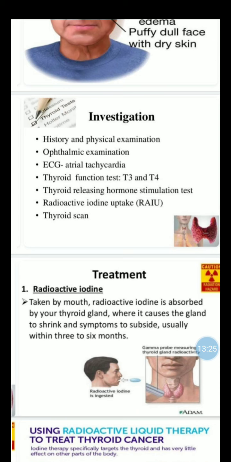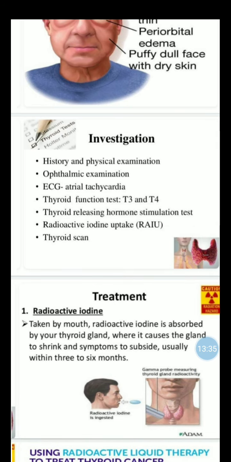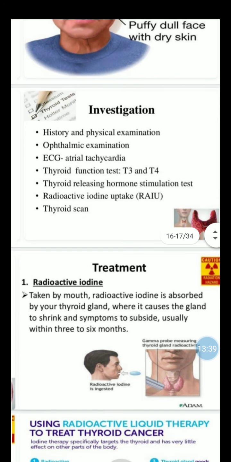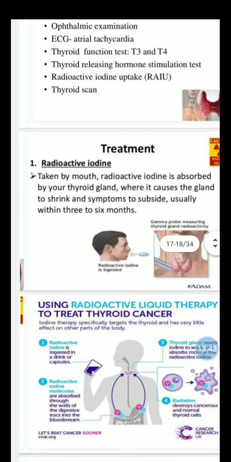First, radioactive iodine, taken by mouth. This radioactive iodine is absorbed by your thyroid gland, where it causes the gland to shrink and symptoms to subside, usually within 3 to 6 months. Next, a radioactive liquid therapy is also used to treat thyroid cancer.